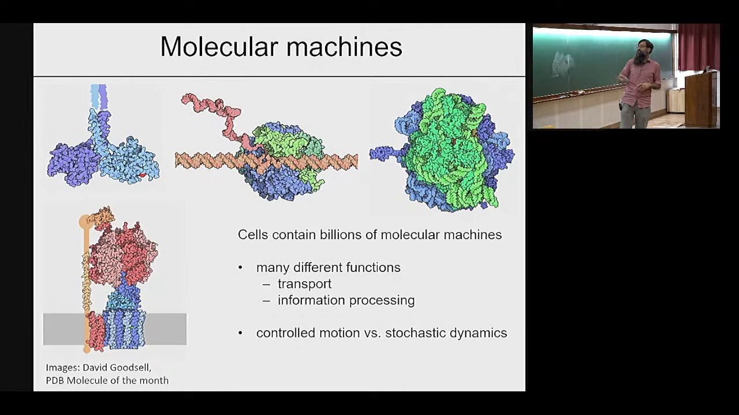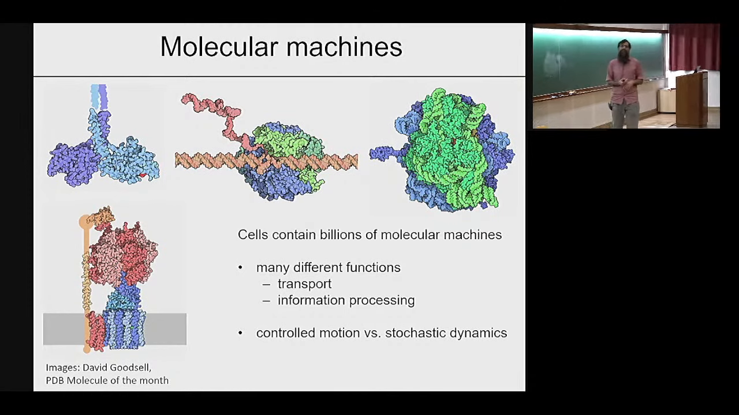Anyway, so these molecular machines, they have many different functions in the cell, and this is something that you should all know by now after 1.5 weeks here in this meeting. Transport in the cell, information processing, and so on. And the one point that I want to emphasize here is that these machines have two aspects. There's, on the one hand, these machines all show some controlled large-scale motion. Okay, that's what gives us the right to call them machines. That's what machines do. There is some controlled motion there.